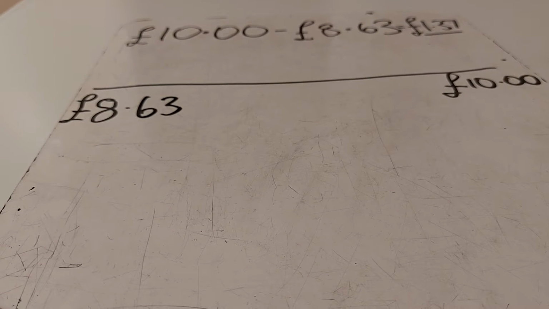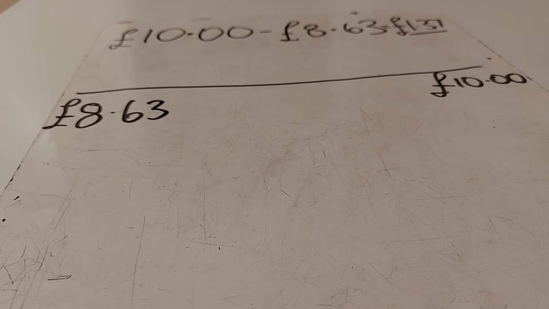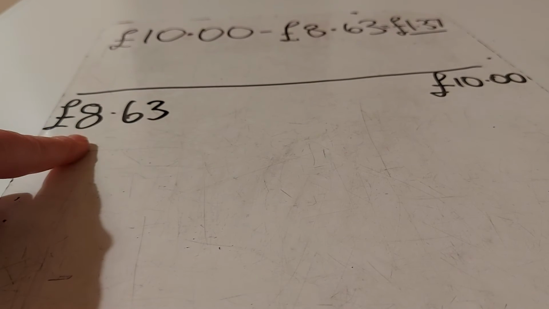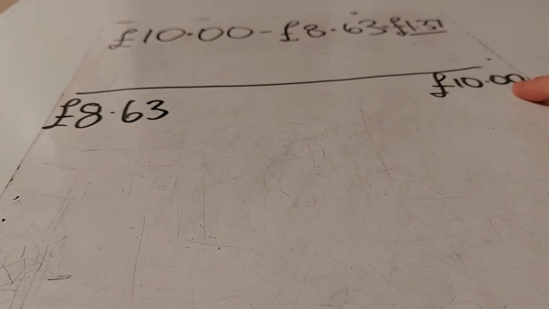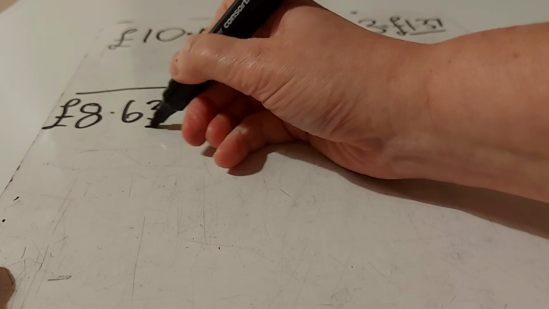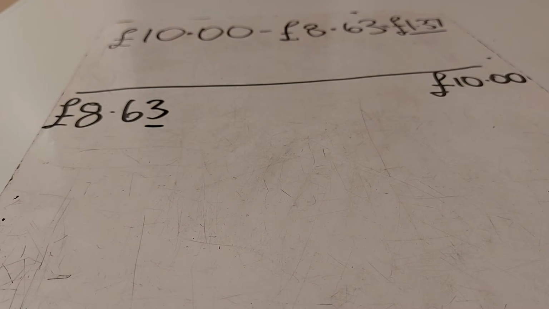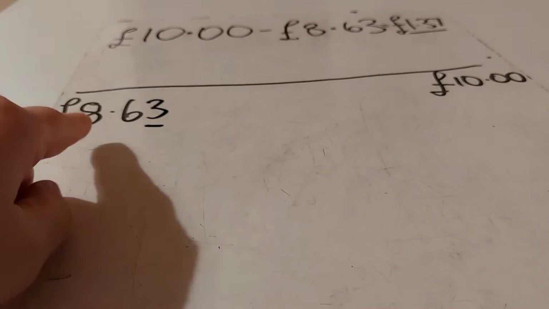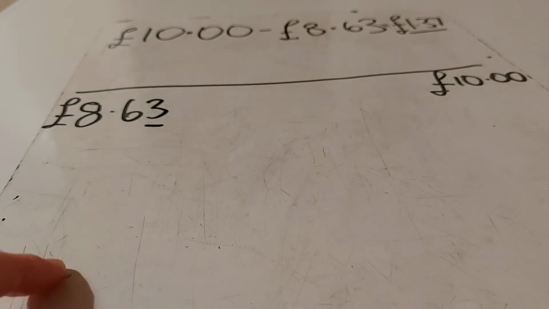And we are going to calculate what we add to the smaller number, £8.63, to get to £10. We're going to work out the difference between these two amounts, in other words, by counting on. So because there's a 3 there, and I know that 3 add 7 makes 10 pence, that's the first amount that I'm going to add to this number, £8.63.